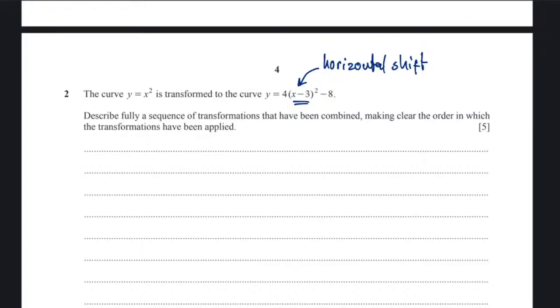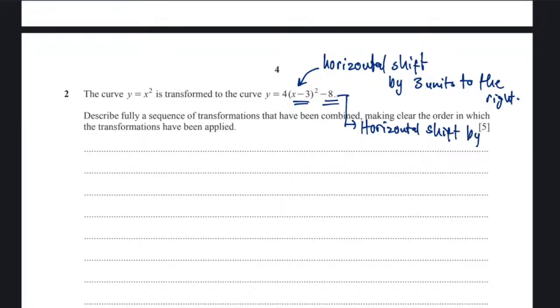Okay, now when it's horizontal, remember, it always lies. So it's going to be by 3 units to the right. Although it was a subtraction, we actually go to the right. 3 units to the right. All right, so this is a transformation which is happening. We have this minus 8 which is happening outside. It's another subtraction, so it's a shift. Any addition or subtraction is a shift.